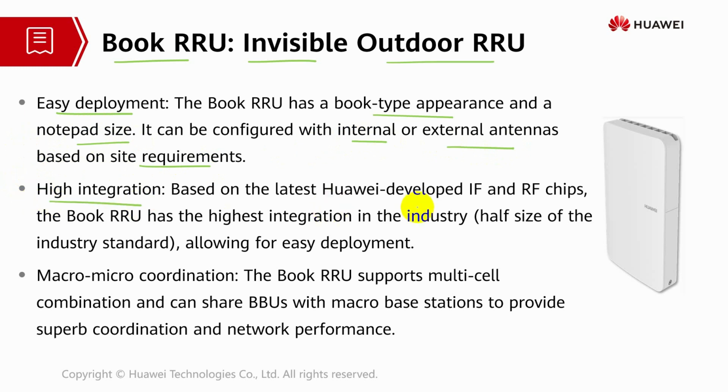This is based on our latest Huawei-developed chips, which have the highest integration in the industry and are easy for deployment. And this book RRU can support a macro and micro coordination solution. It can support multi-cell combination and can share the BBUs with the macro base station to provide superb coordination and network performance. So that is the main function of the book RRU.